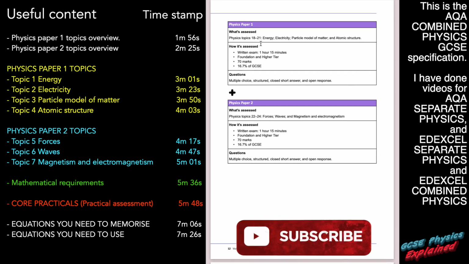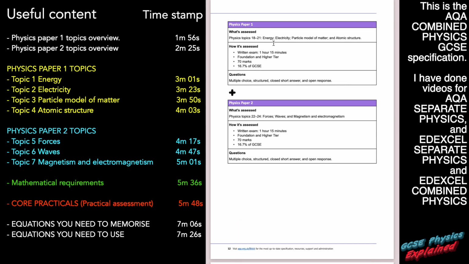So Paper 1 is going to assess your knowledge of energy, electricity, particle model of matter and atomic structure. Each exam is 1 hour and 15 minutes, regardless of whether you're foundation or higher tier. It'll be worth 70 marks, and each of the 6 papers are all equally weighted, 16.7% of your overall grade.